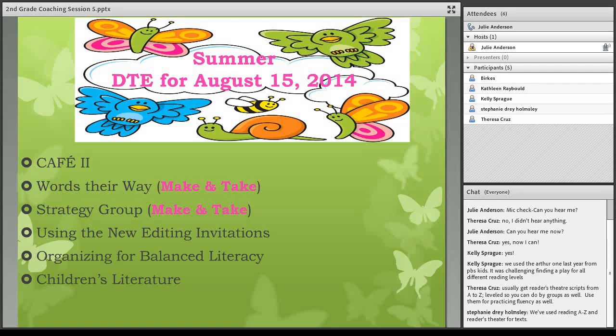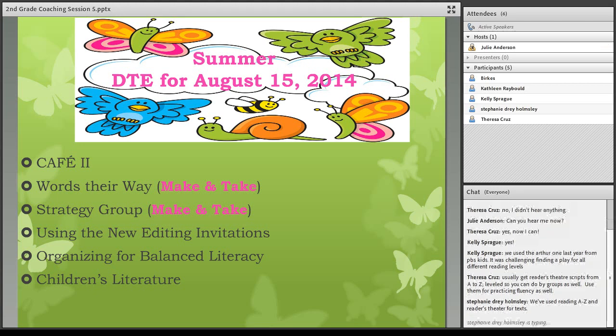We have another one that will be geared toward organizing balanced literacy. That one is still in the works. Right now we're trying to get one or two of our model teachers to help us work through the day. How do you fit it all in? Because that's one of the questions that we get all the time. We have all these wonderful activities. We have this schedule. How do you fit it all in? And we're going to tap into their brains and work with them to come up with a very useful session for organizing your balanced literacy.